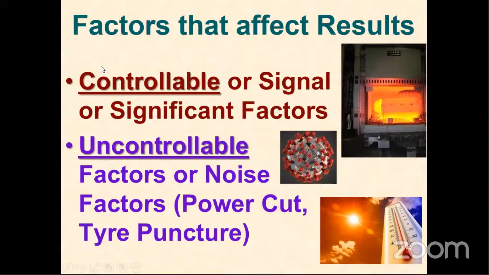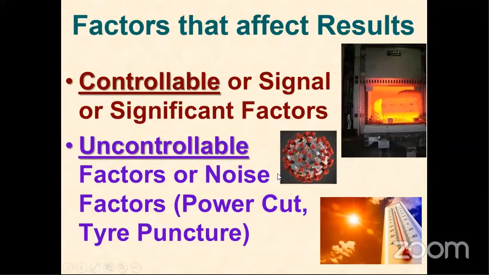In these factors, you have two basic types: controllable factors and uncontrollable factors. Take simply temperature. This can be seen as a controllable factor, or a signal factor, in the same set of experiments. If it is a furnace, the temperature can be controlled. If it is by the sun, it is not in our hands. So the temperature here comes as a controllable factor, and if it is by the sun, it is an uncontrollable factor, a noise factor. Power cut, tire puncture, all these are uncontrollable factors.